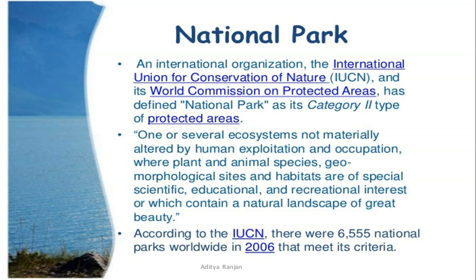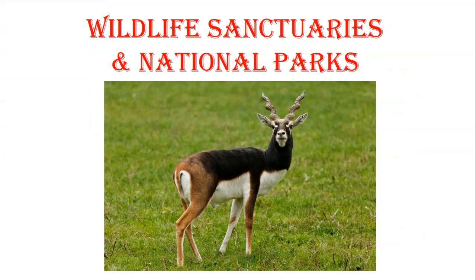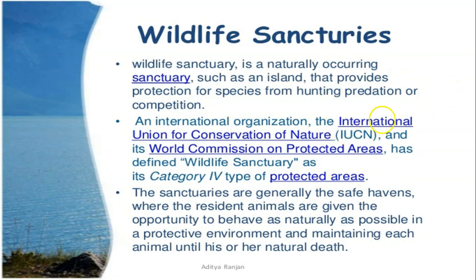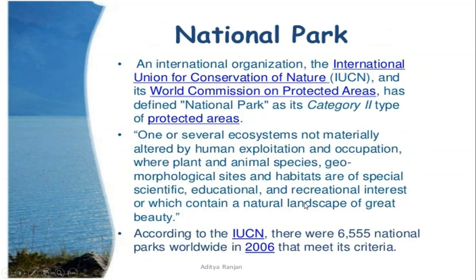Wildlife sanctuary, as we have seen, is in category 4 by the IUCN. Then the national park is in category second as a protected area. The purpose of a national park, wildlife sanctuaries, and biosphere reserves is the same, that is conservation of biodiversity. And all three come under in-situ conservation.